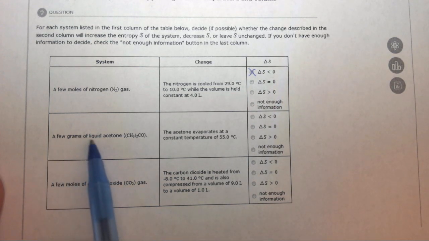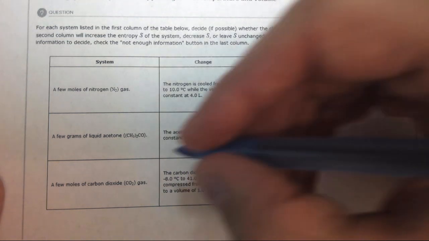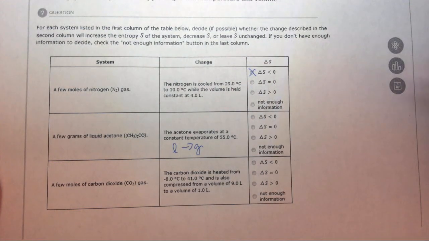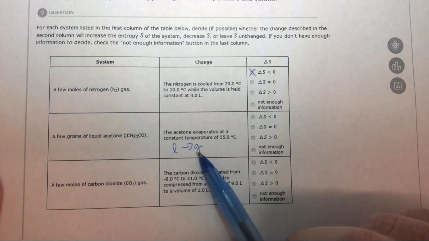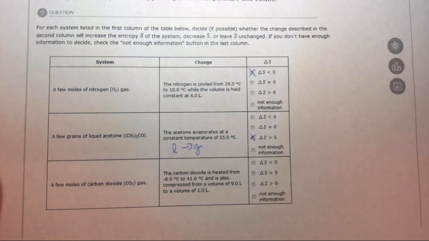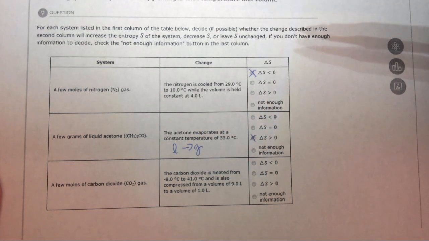Here we have a few grams of liquid acetone. So we have acetone as a liquid. And then the acetone evaporates at a constant temperature, 55 degrees C. So we're essentially going from a liquid to a gas at constant temperature. In a liquid, the molecules are relatively closely packed together and less random than in a gas, where the molecules are much farther apart. So when you go from a liquid state of matter to a gaseous state of matter, entropy increases because the randomness of a gas is much greater than the randomness of a liquid.